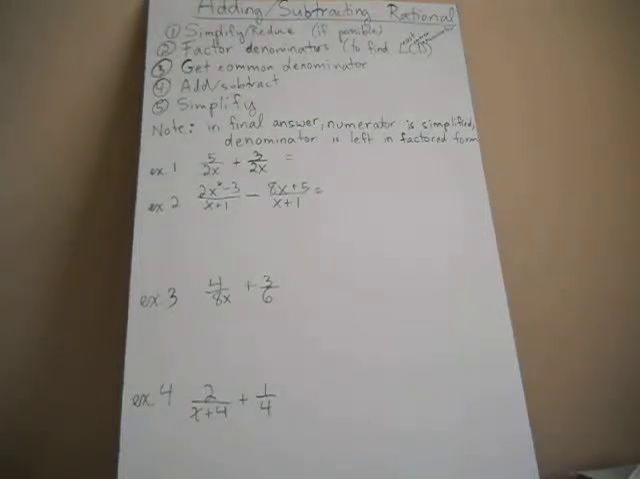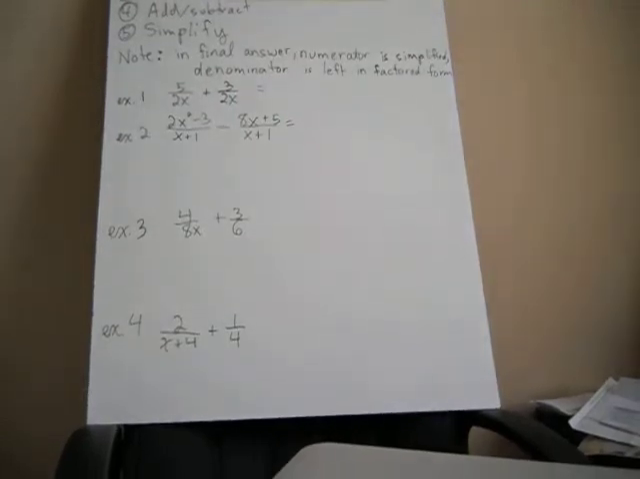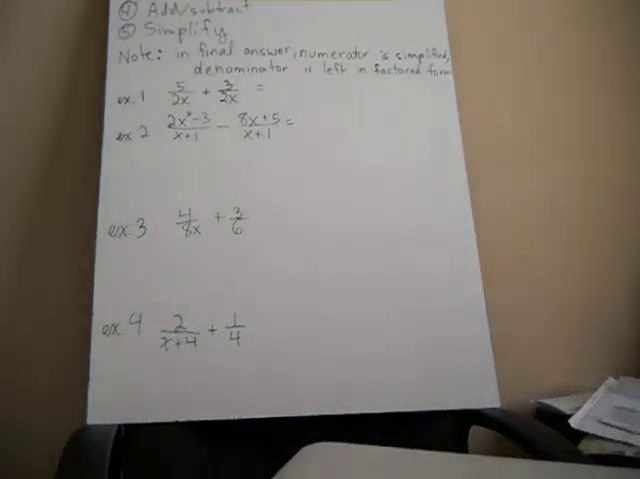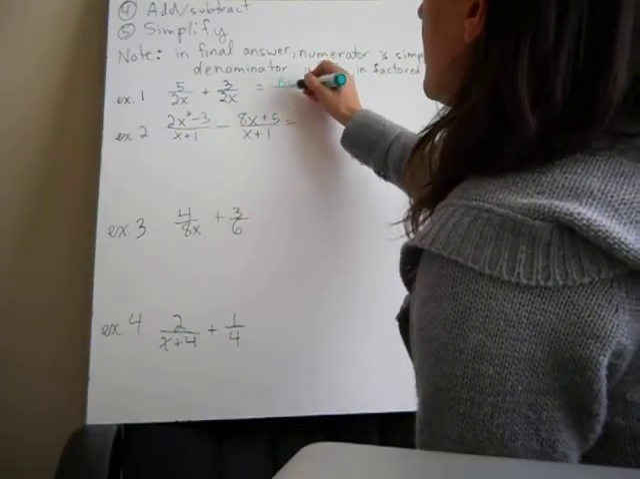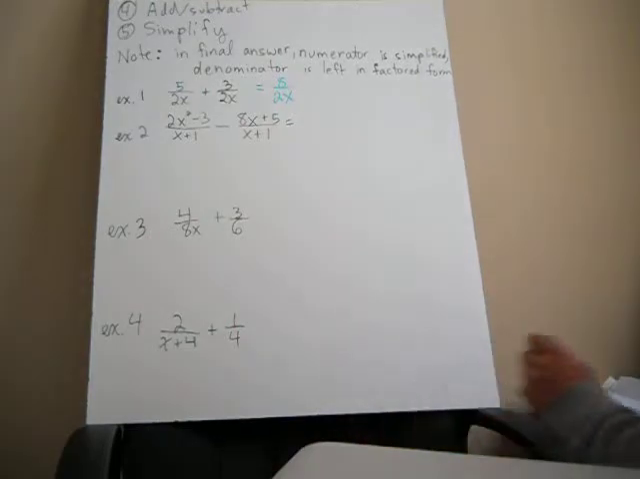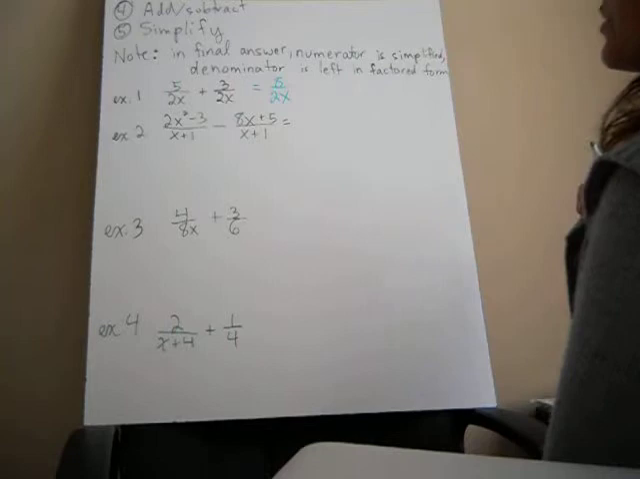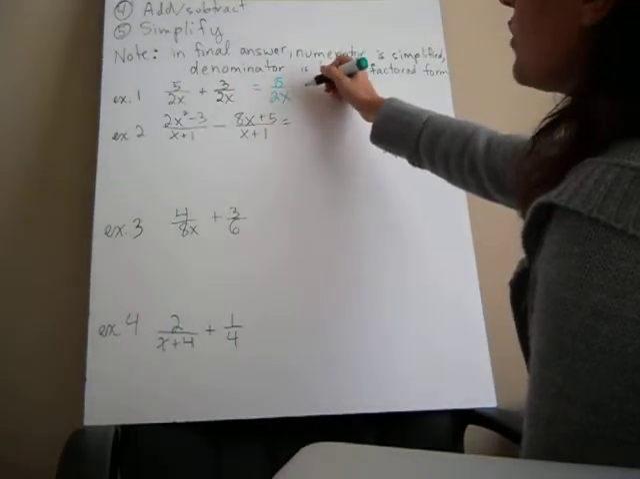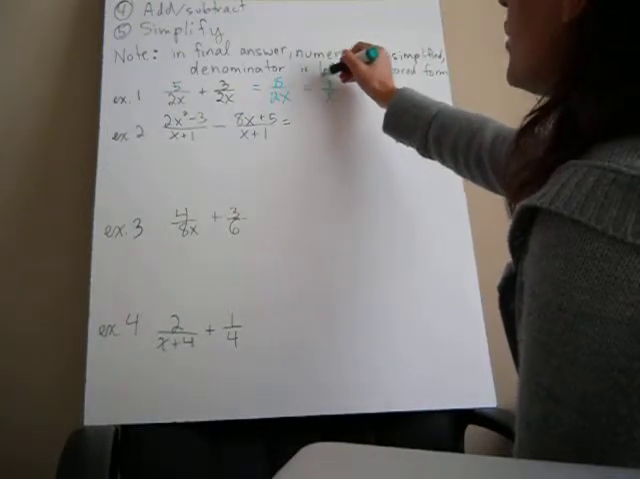Alright, so on example 1, let me adjust this camera. Okay, example 1, you have a common denominator. So if you have a common denominator, great. All you have to do is add. So 5 over 2x plus 3 over 2x is simply 8 over 2x. But now that we've added those, can 8 over 2x be simplified? Sure, because 8 over 2 is 4. And so our final answer is 4 over x.